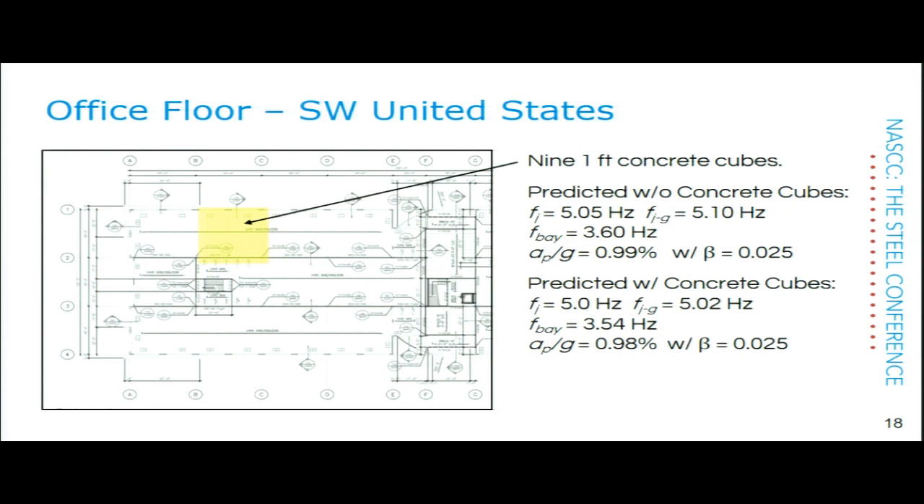The predicted response of the floor without the concrete cubes was a joist frequency of 5.05 hertz, a joist girder frequency of 5.10 hertz, and then if you combine the two using what's called Dunkerley's equation, as it is done in Design Guide 11, it's 3.6 hertz. The predicted acceleration without the blocks was 0.99% of g, much greater than the quiet limit of 0.5%.